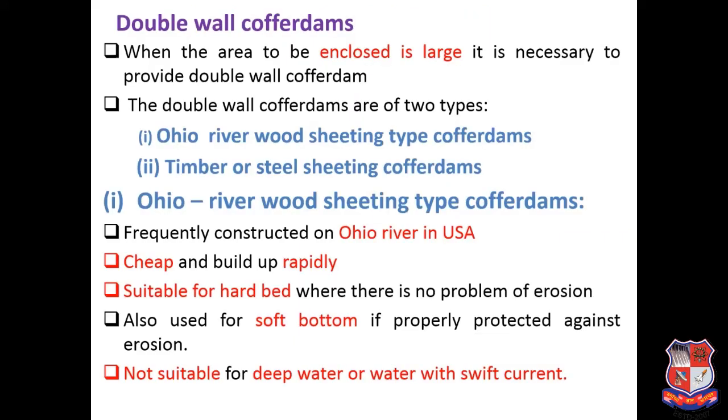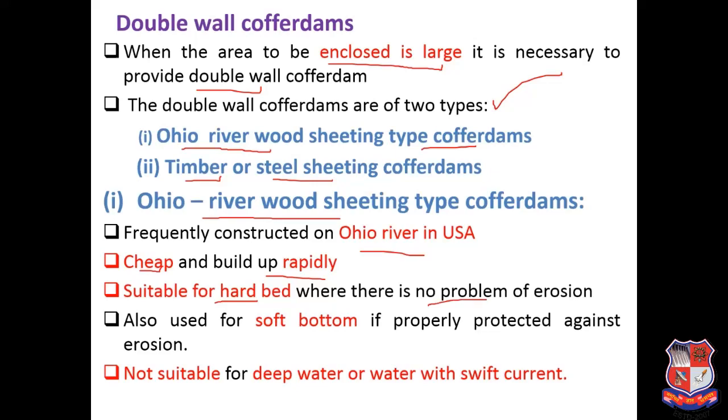So in a double wall cofferdam, when the area to be enclosed is large, it is necessary to provide the double wall. And here there are two types. First is the Ohio River wood sheeting type of cofferdam, and second is the timber or steel sheeting cofferdam. The Ohio River wood sheeting cofferdam was named so because it was frequently used in the Ohio River in the USA, and it was also cheap and built up rapidly, and suitable for a hard bed where there is no problem of erosion.